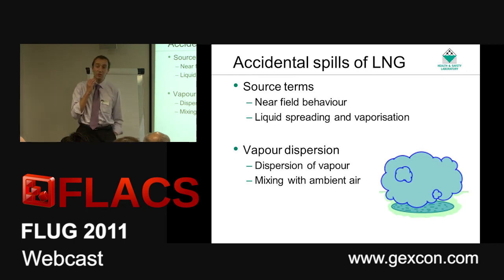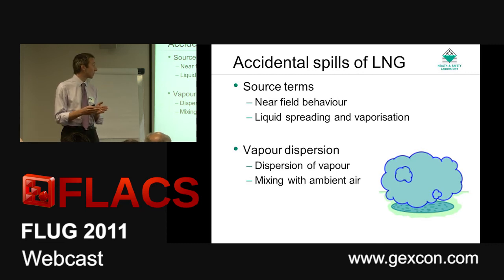Okay, so accidental releases of LNG. An accidental release can be conveniently split into two main parts in terms of when you're trying to model it. First of all, the source term, which is basically the spreading and vaporization of a pool of LNG, and then the vapor dispersion. So you've got two very different types of physics going on here, and it makes it very convenient to model them separately and use different models. The majority of what I'm going to talk about today is going to be on the dispersion.